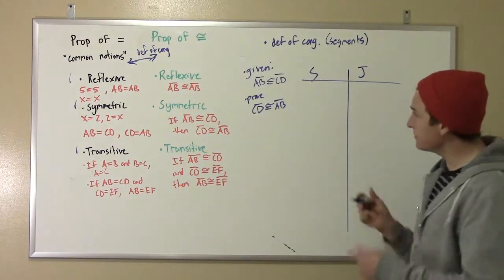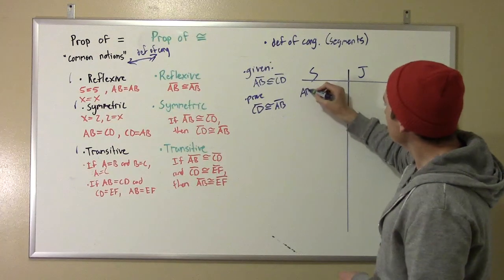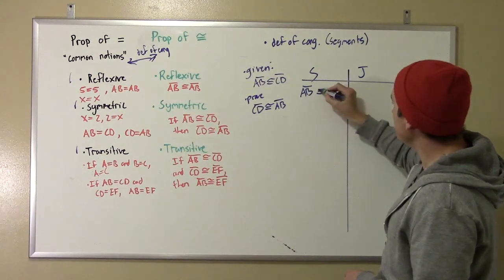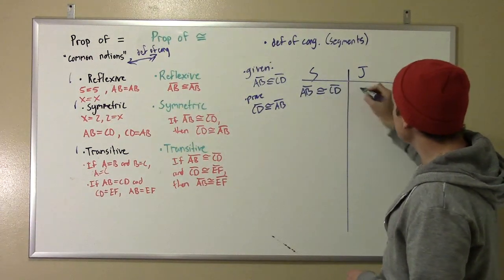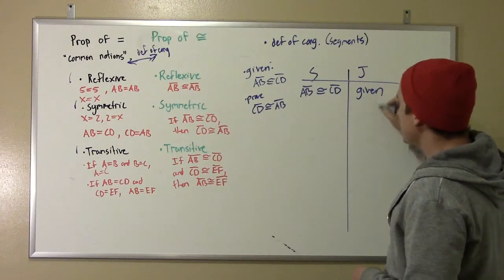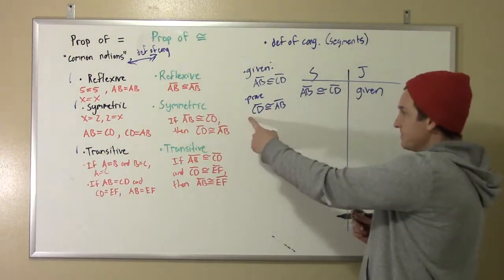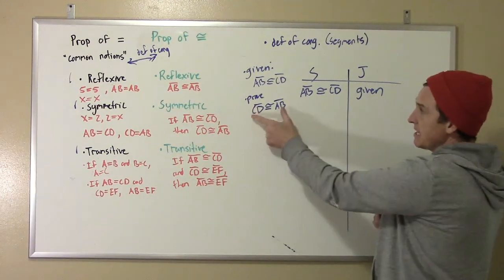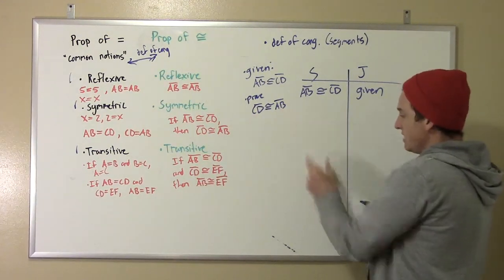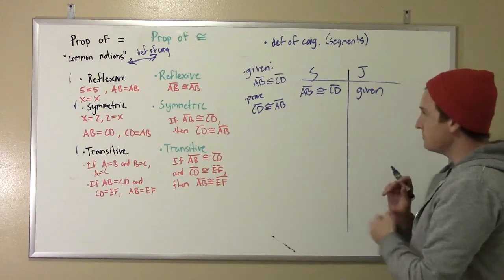Okay, and again, in a proof, we always start with the given. So some segment AB is congruent to some segment CD, given. Now if we can get to this statement logically, then we're done. So that's the last one we want to have. The last statement is going to be this proof statement. If we get there and we can justify it, we made it.